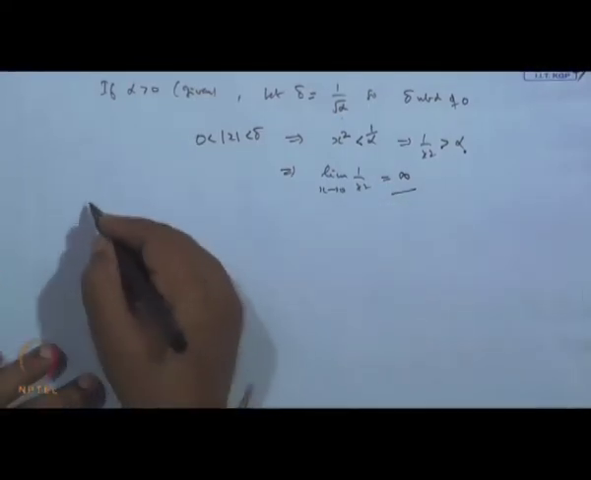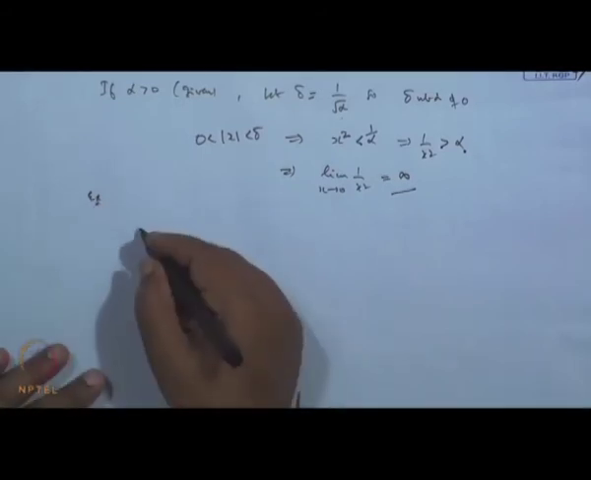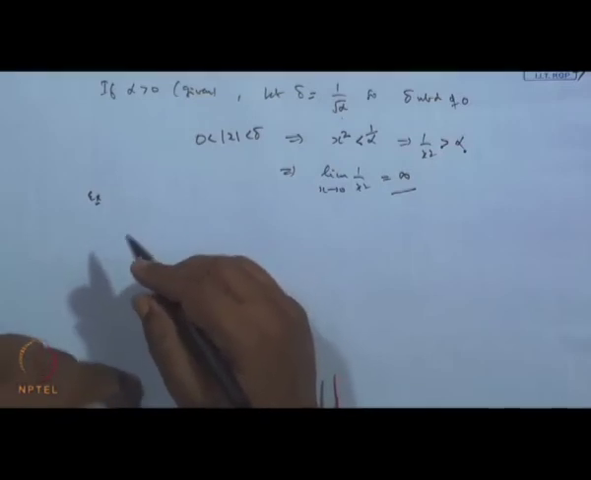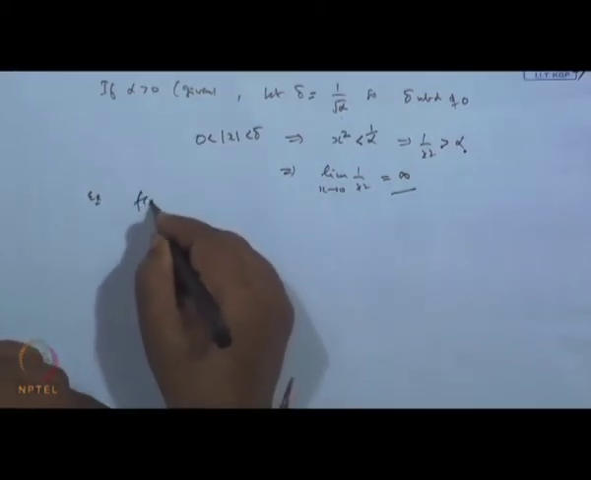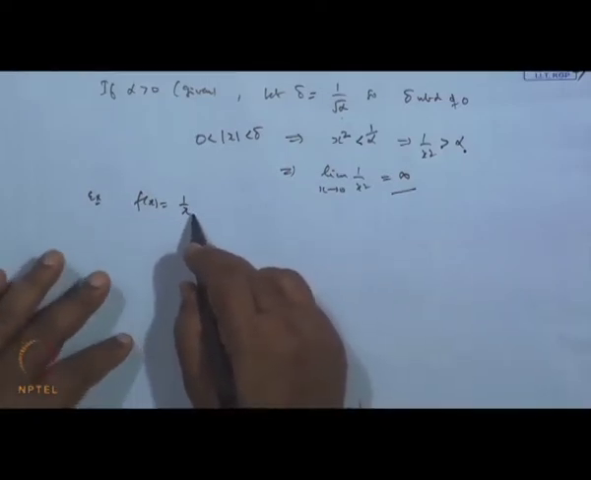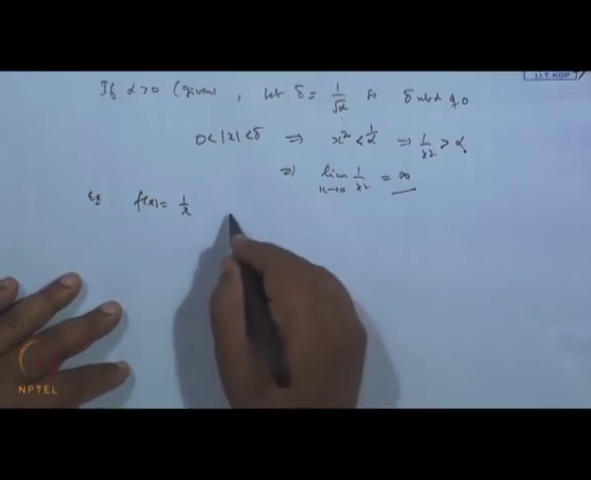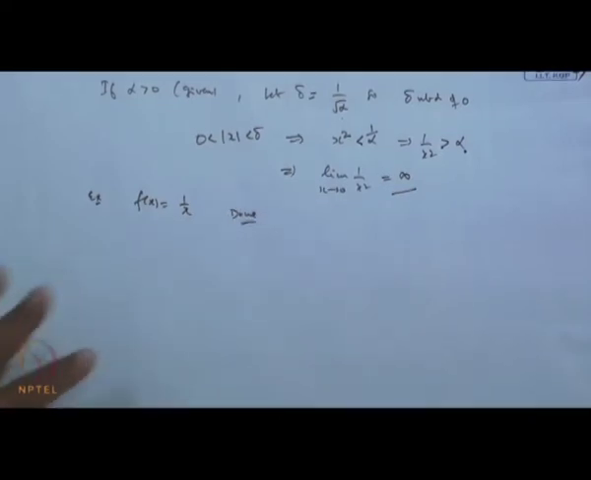That is what it was satisfied. Another example, suppose I take 1 by x, which we have also seen. Take f(x) equal to 1 by x. This also we have seen, the limit of this when x tends to 0 from the right hand side is plus infinity, and from the left hand side minus infinity. So, this is already done, need not go into it.